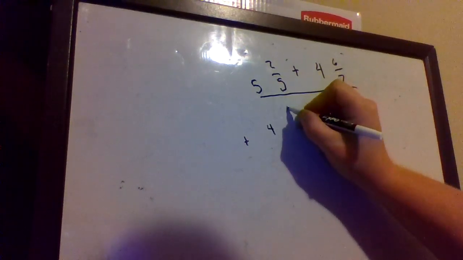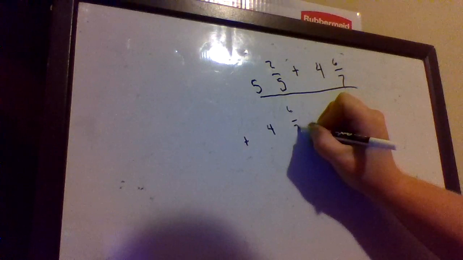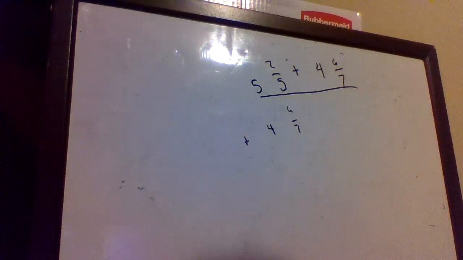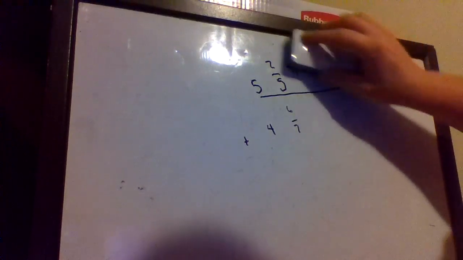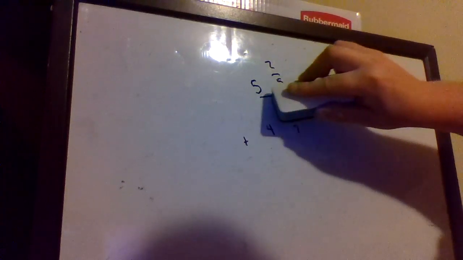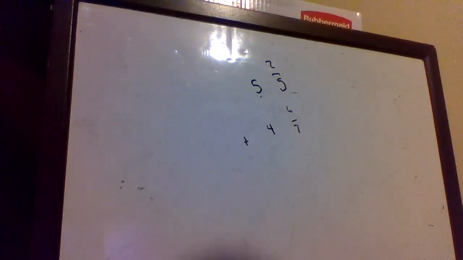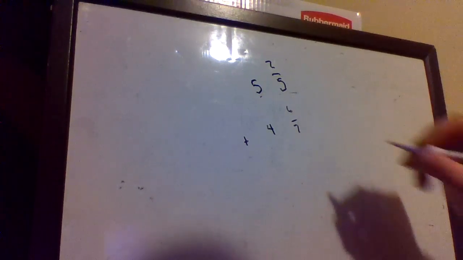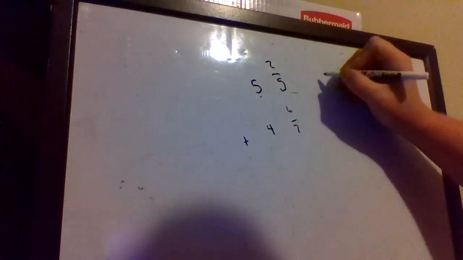So I would write 4 and 6 over 7 right there. And then just because I erased it and I wrote it and I can easily erase it, I would go ahead and erase it. And so here we've got a problem now. Okay, so we're going to find a common denominator. And once again, our denominators are prime. So that means we multiply them together to find a common denominator. And when we multiply 5 and 7 together, we get 35.